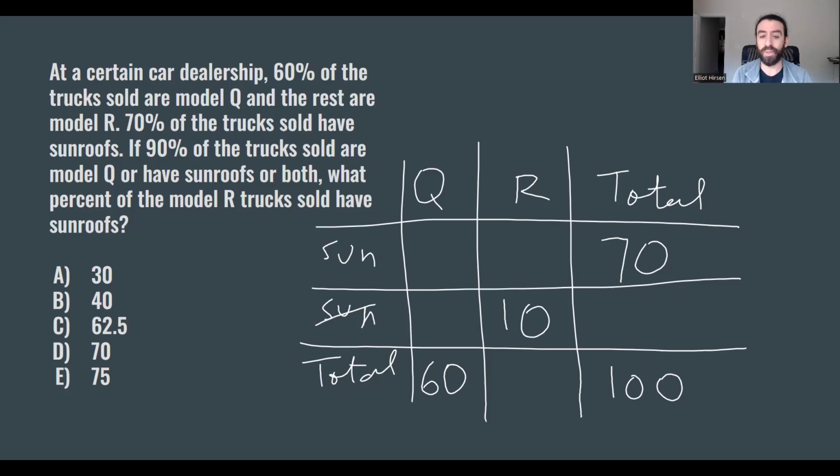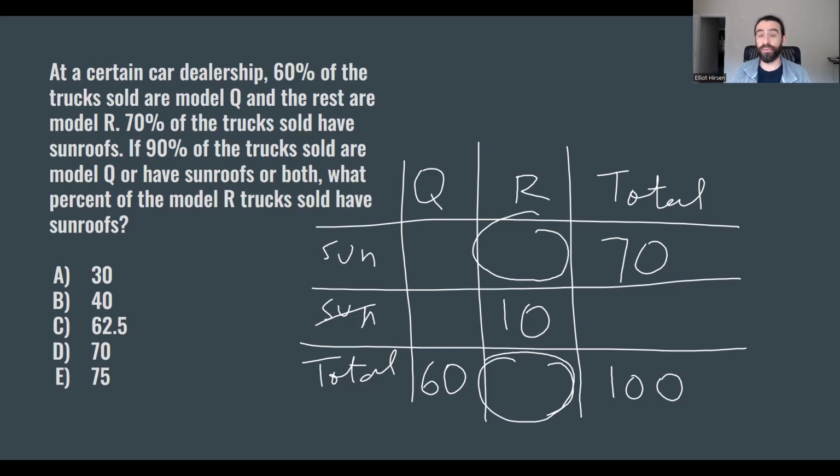So what we're going to end up doing is taking the total of Model R, the number that's down here, and we're going to take the percent or the fraction and turn it into a percent that have sunroofs. So this number up here, okay? So these are the two numbers that will be involved in solving the question. Those are the two boxes we know we want to fill in, and then we'll have just a little bit of math to do to set up a fraction that we can turn into a percent to match to one of the answer choices, okay? So let's start filling it in.